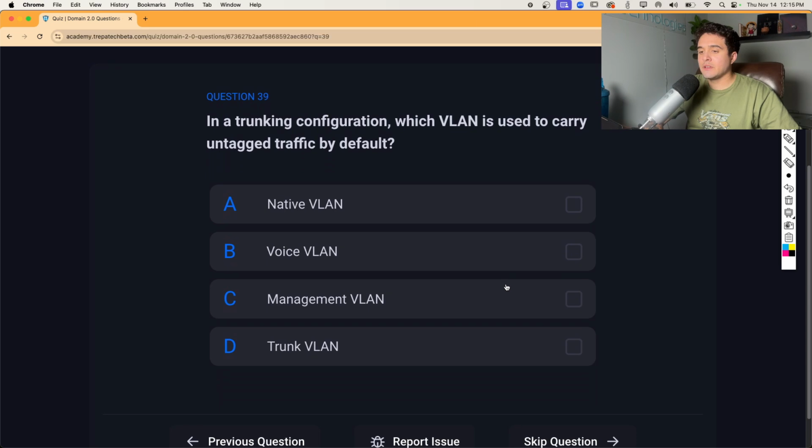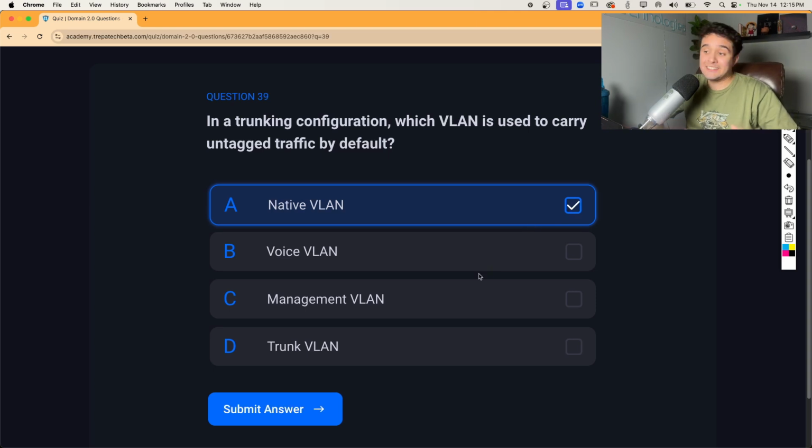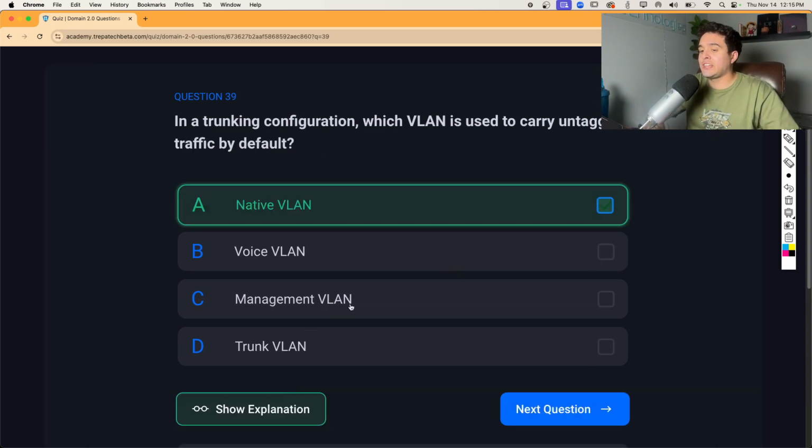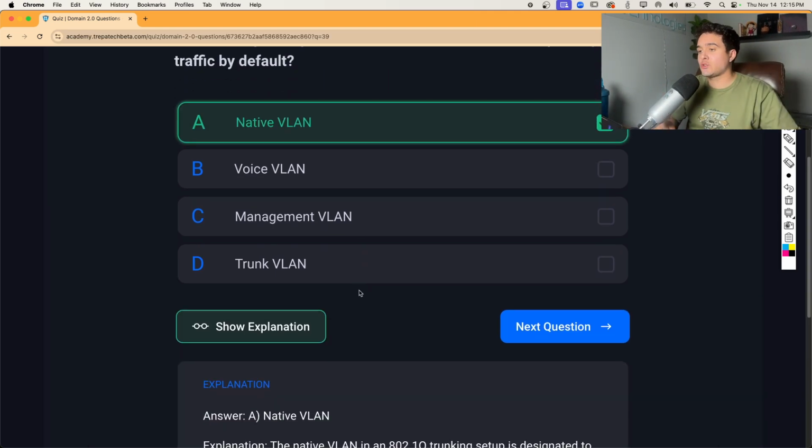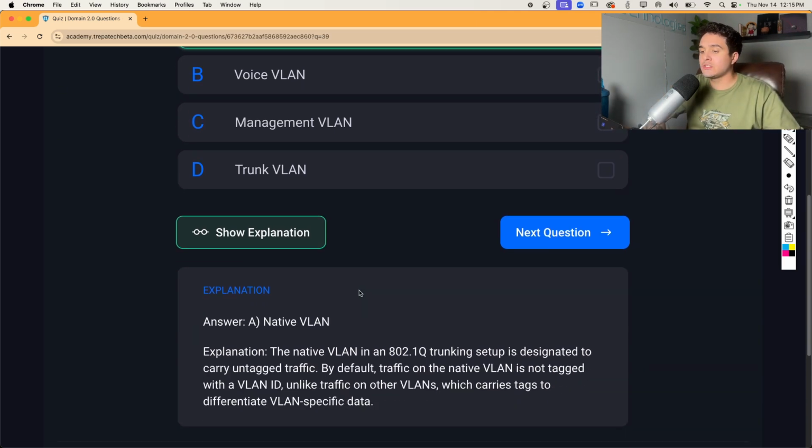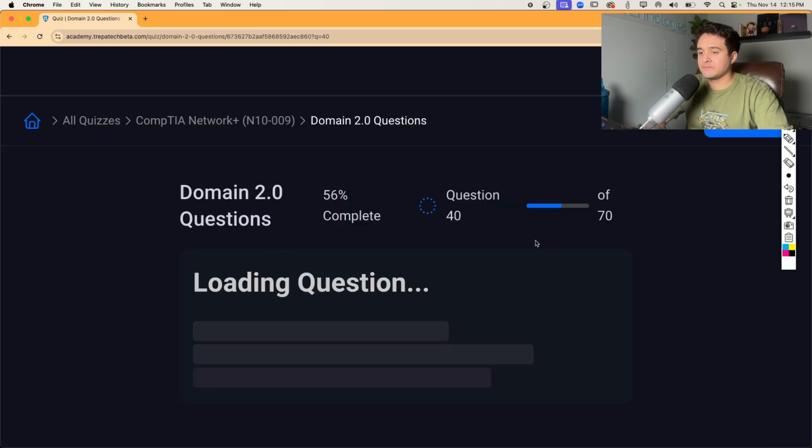Question 39. In a trunking configuration, which VLAN is used to carry untagged traffic by default? The default VLAN is also the native VLAN, sometimes called VLAN 1, but that's just all your untagged traffic. So that is out of the box. You'll power on that switch. You don't need any VLANs. You just have one network you're working with. That's going to be the native VLAN or untagged default VLAN that's being used in the network when users are communicating. Go ahead and pause the video to read the explanation.